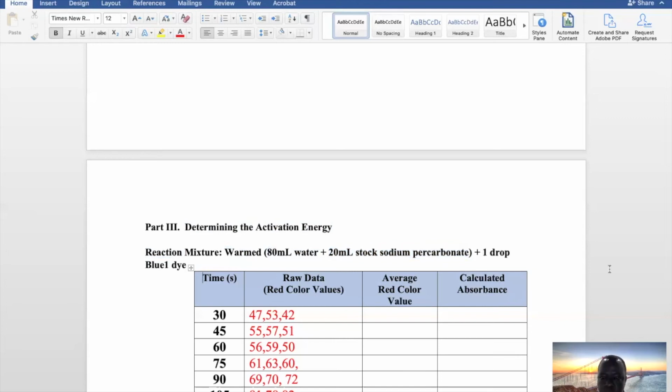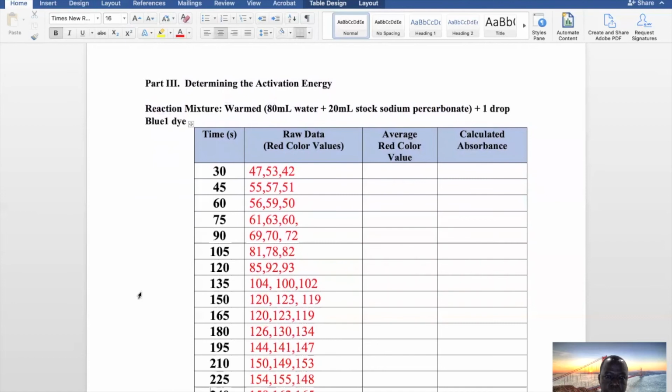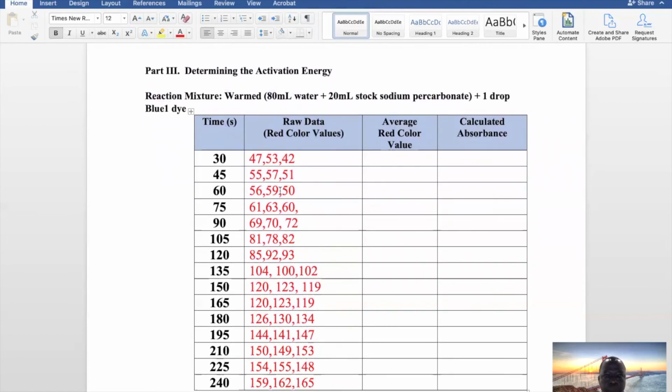So what you will do is find the average. These are the colors captured by the app on my phone. Snap 3 times, and you will have to find the average red color value here, red color value here, red color value here.